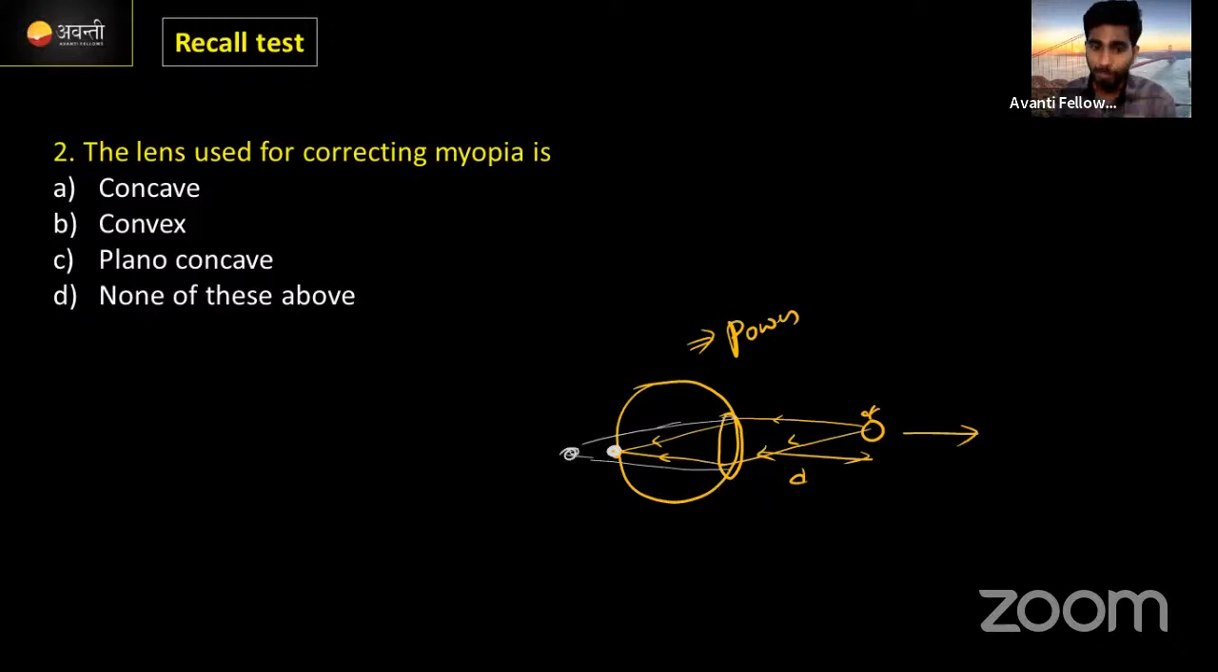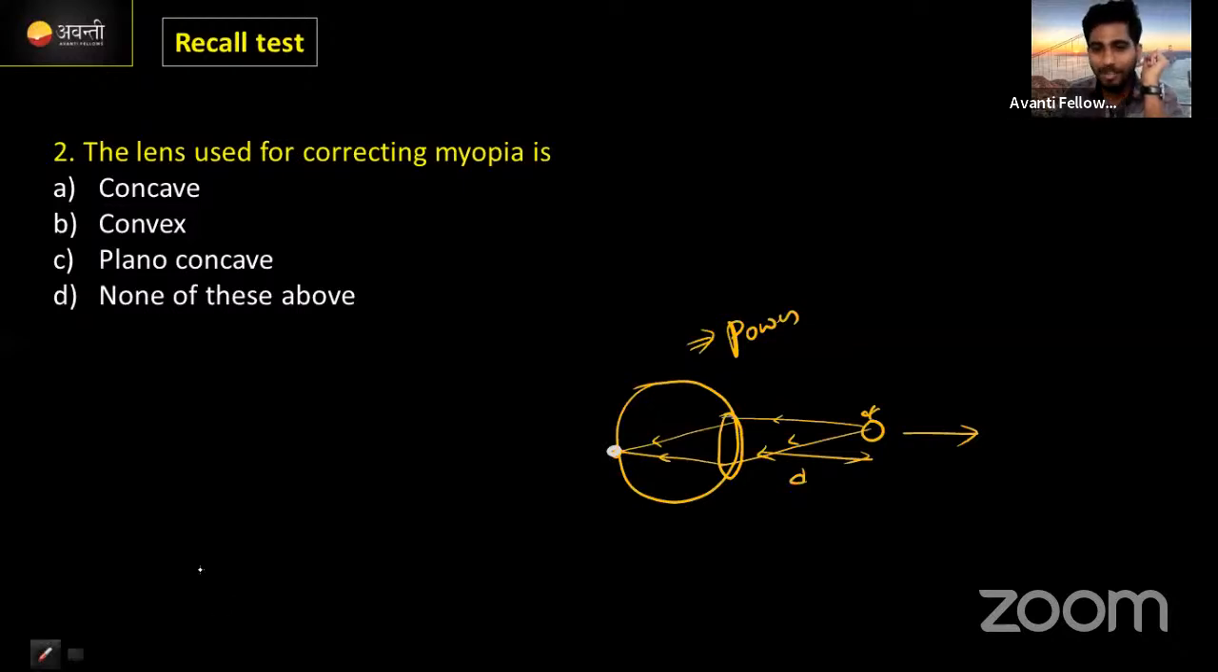Now we need to bring this image to this position, but the convergence is not happening. What am I saying? Is this myopia? Is this hypermetropia? Nobody tell me. Good, no worries.